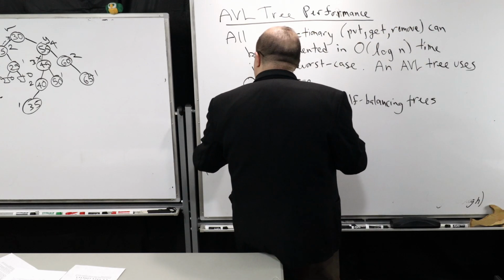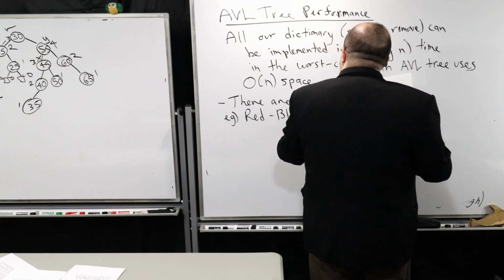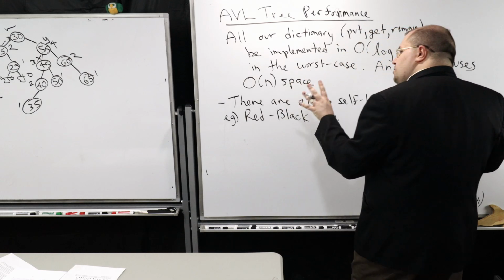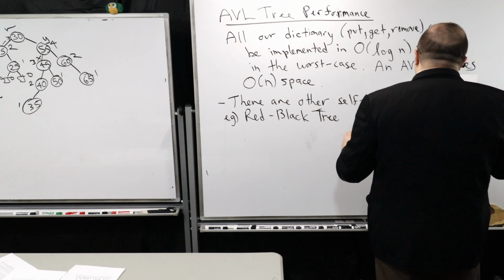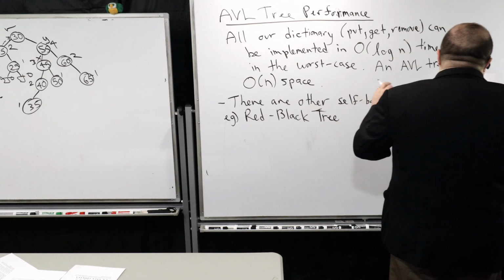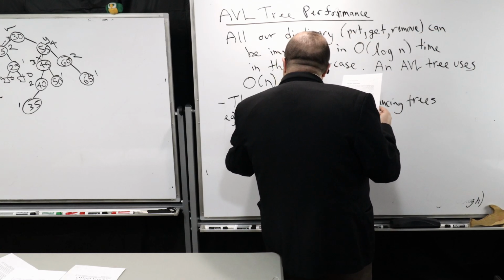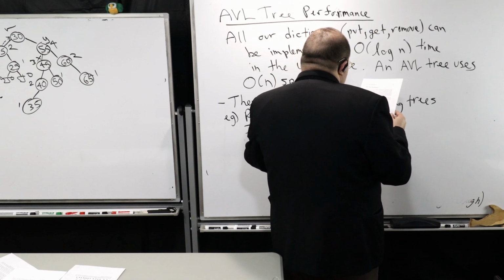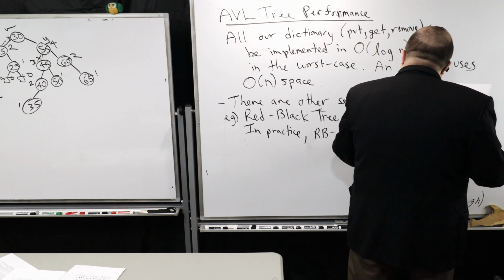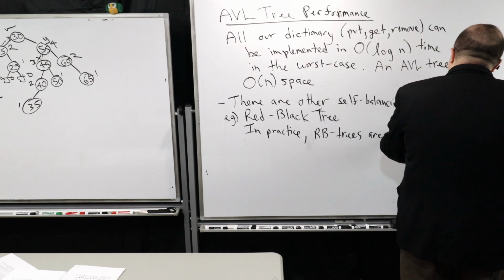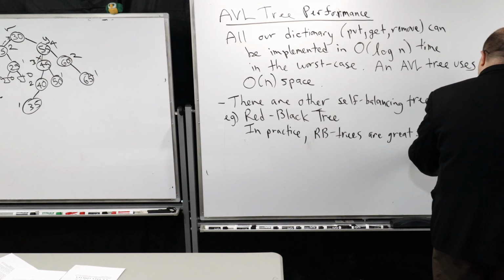For example, we have the so-called red-black tree. It uses these rotation operations. So if you understand the rotations, red-black trees use rotations as well. Some people call it an RB tree. One thing I want to mention is that in practice, red-black trees are great for insertions and removals.